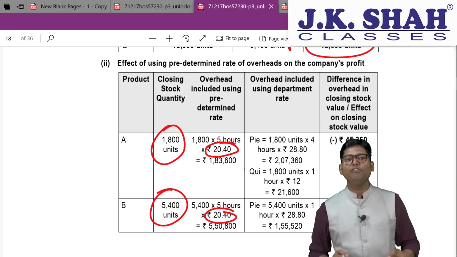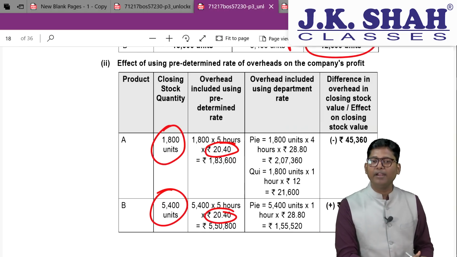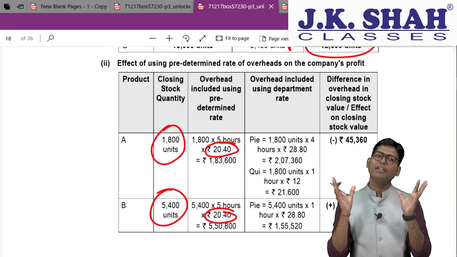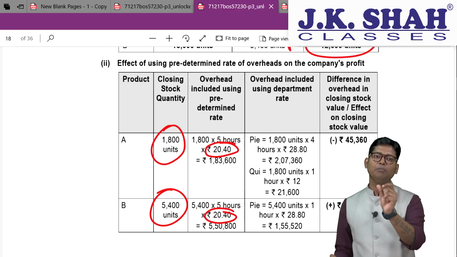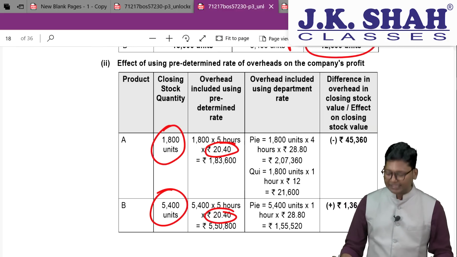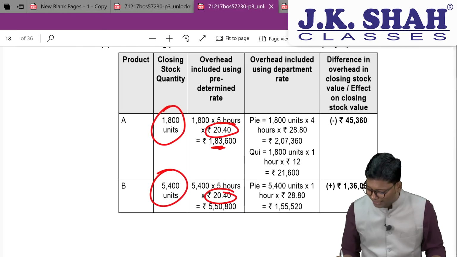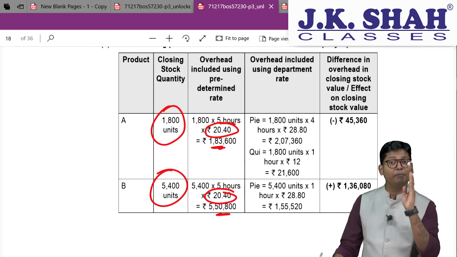There is a closing stock of 1,800 units and 5,400 units. If one unit requires 5 hours, then the total hours required can be computed by multiplying the hours with the number of units. And if you multiply with the company's rate, you are going to get the values. These values are computed according to the company's rate.